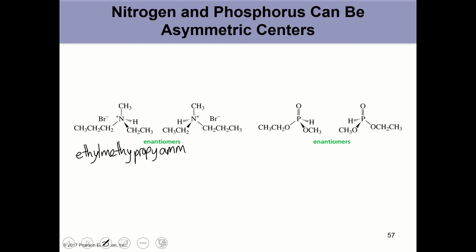But because it has a specific configuration, we need to list that at the beginning of the name. And to designate what is the asymmetric center, we would write N. So then instead of a number, we have N as the location.